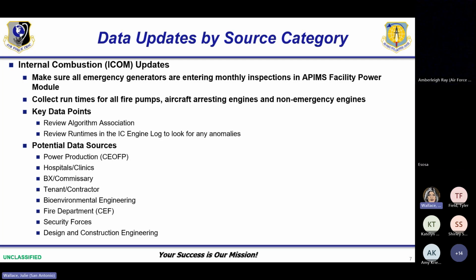And then for the fire pumps and aircraft arresting engines and non-emergency, make sure you do enter IC engine records for that. And make sure you've got the runtime operation and things like that. Now, potential data sources, and I know this has been a problem with the utilization report, is that a lot of tenant organizations weren't necessarily entering it, but they did have engines. So Power Pro is going to be the first place that you need to stop for any questions with engines, but also your hospitals and clinics are going to maintain their own engines.